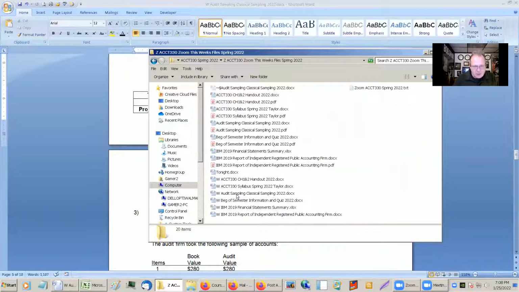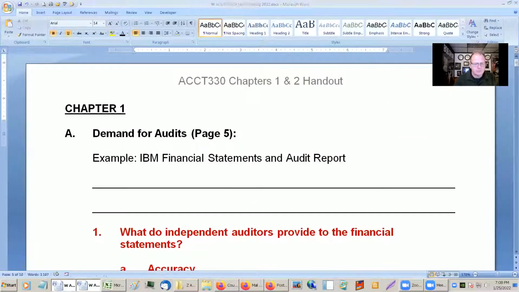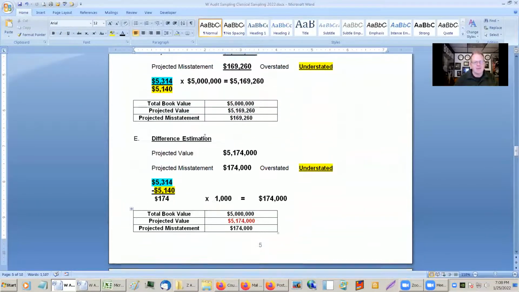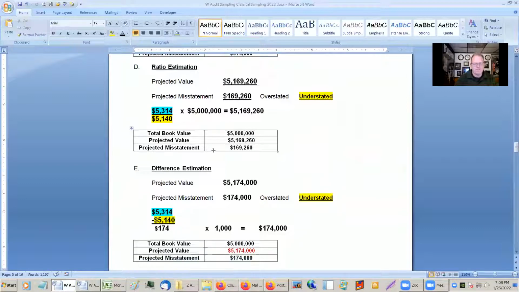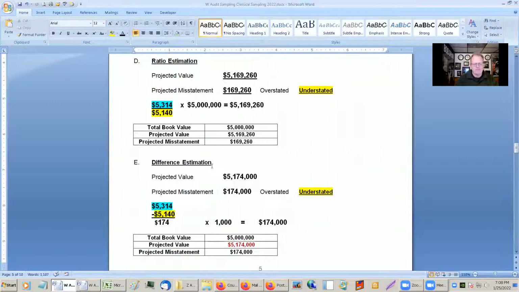I have a question. Sure. For the difference estimation on the one that we just worked on, for the projected value, wouldn't that be the 5 million minus the 174,000? Actually, this one's a little bit different in that the audit amount is higher than the book amount. So we're saying that the book amount is 174 too low. So we have to add 174.